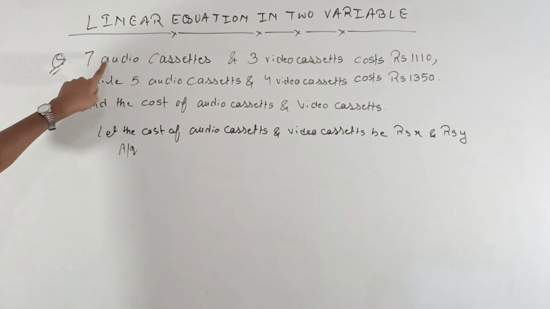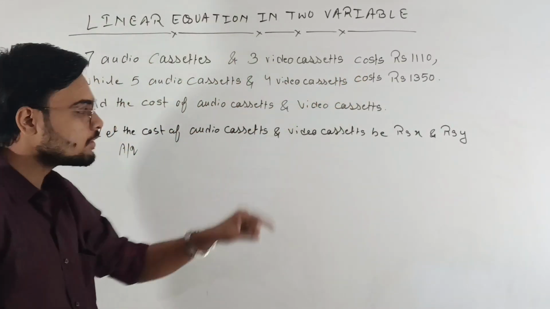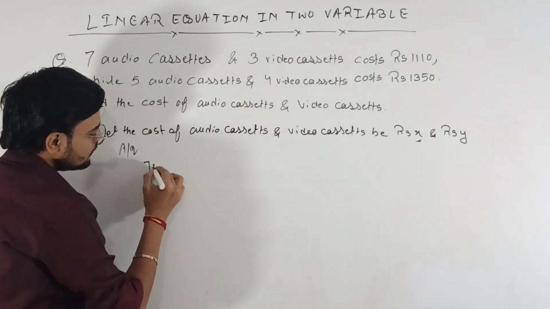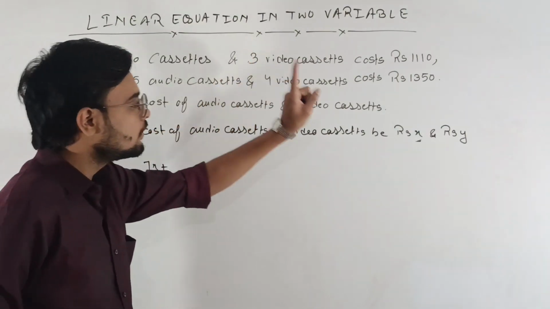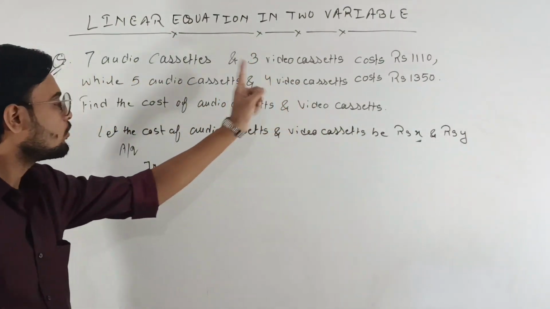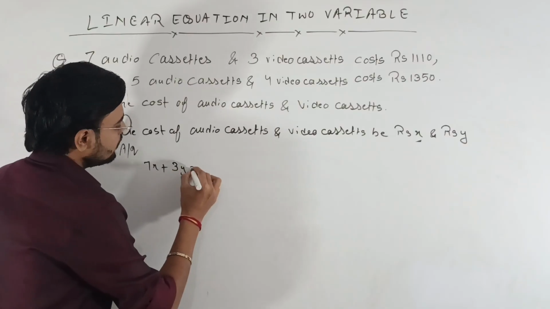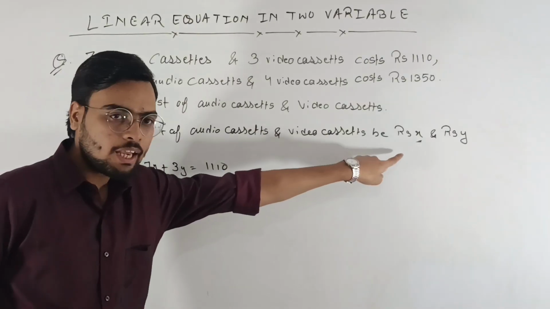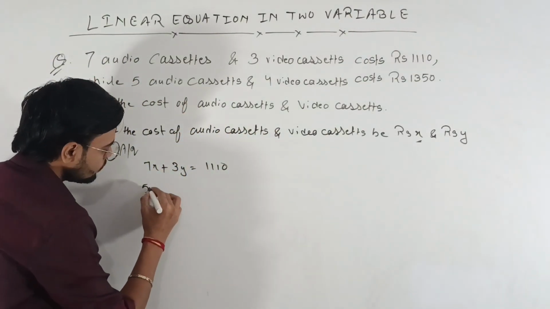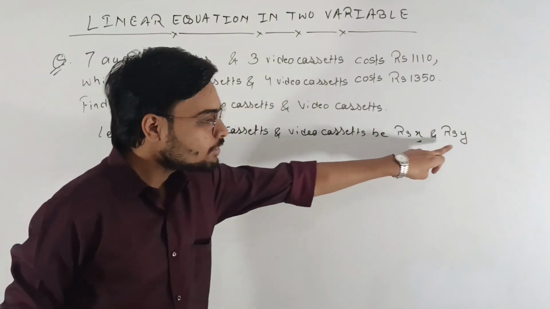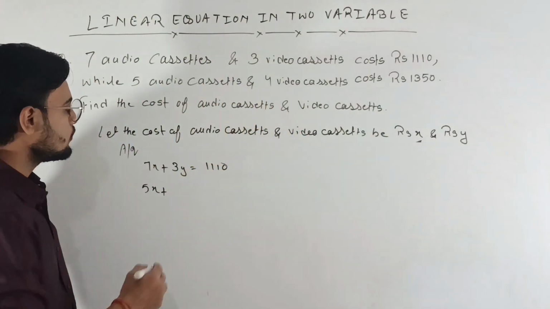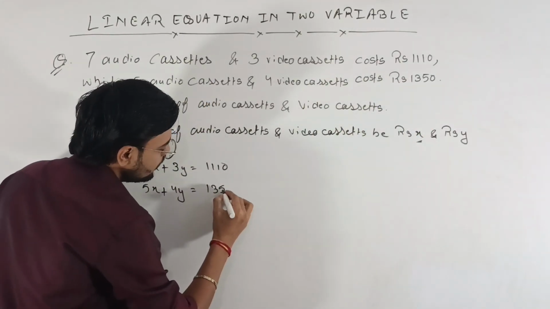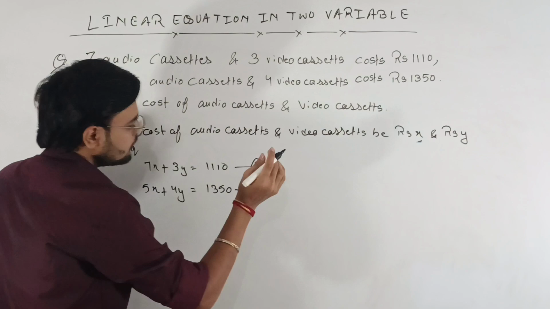Now after that, according to the question, cost of 7 audio and 3 video cassettes is rupees 1110. So 1 audio cassette is rupees x, so for 7 it is 7x, and 3 video cassettes, 1 is y, then 3 is 3y, equals to 1110. Okay. Now 5 audio cassettes, cost of 1 audio cassette is x, then for 5 it is 5x, plus cost of 1 video is y, then 4 video cassettes is 4y, and this is equal to rupees 1350.